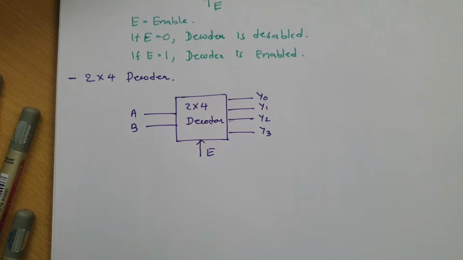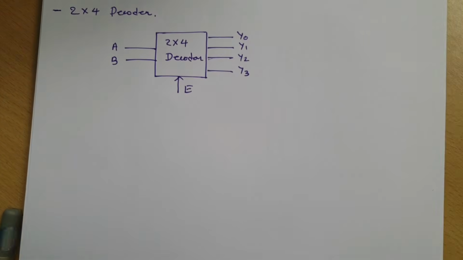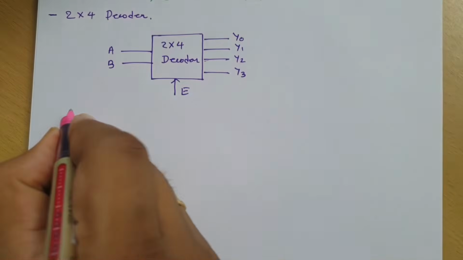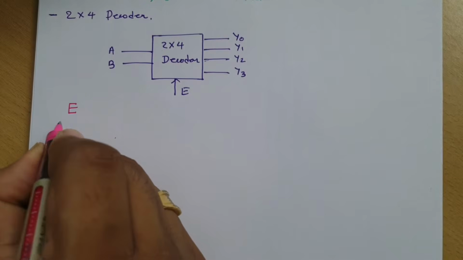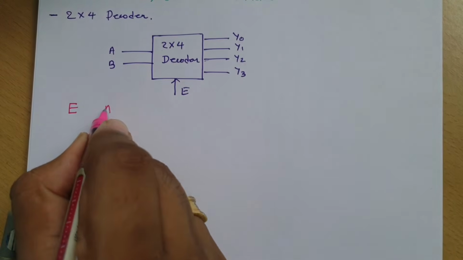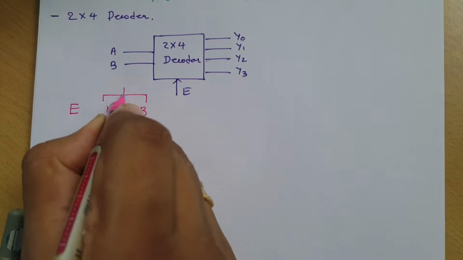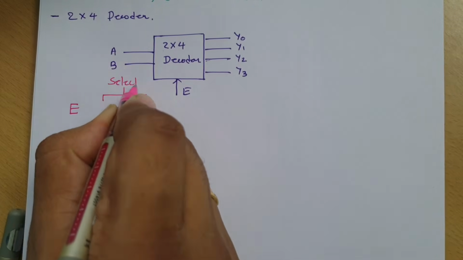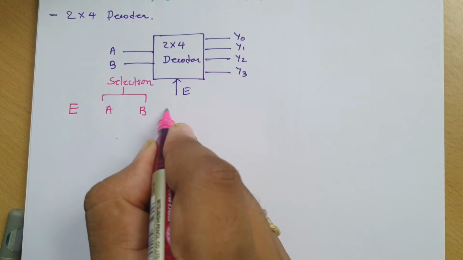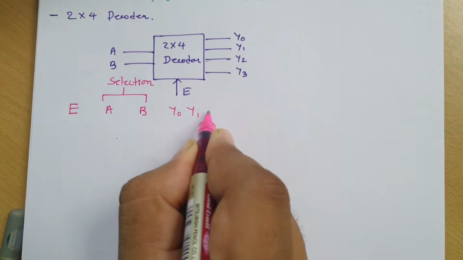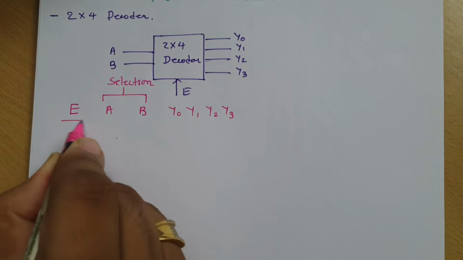So let us try to understand this by having a truth table, and then we can make a circuit out of it. Here in the truth table, there are 3 inputs. This is the enable input, and for selection we have A and B. So see, these are the inputs for selection, right? And at the output side we have Y0, Y1, Y2 and Y3.